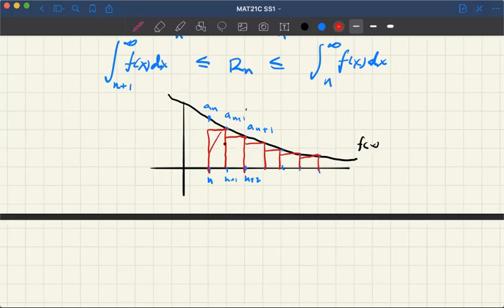Yeah, the sum of these rectangles here. Can anyone tell me what it is equal to? You can unmute yourself. Okay, let's look at the first one. Let's look at this rectangle here. What is the area of this rectangle? Can anyone tell me?